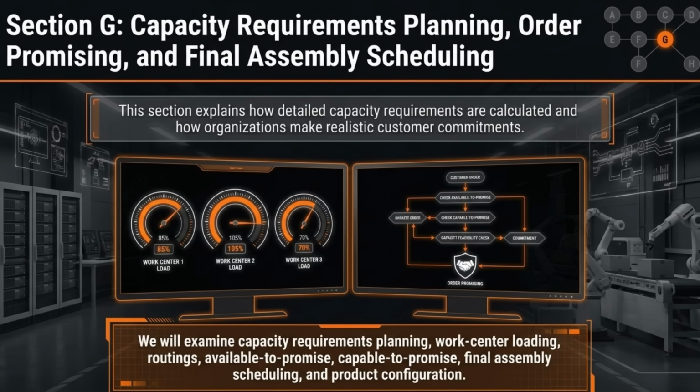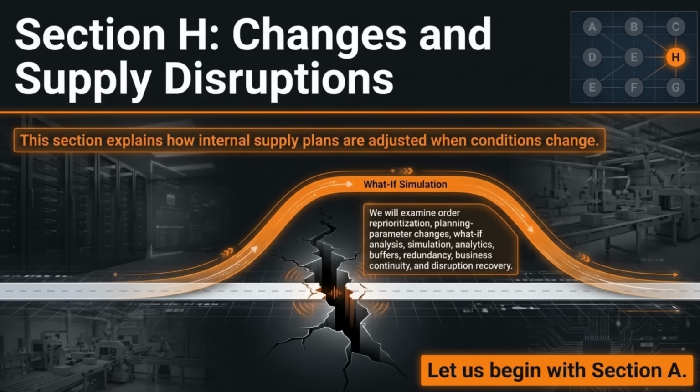Section G, Capacity Requirements Planning, Order Promising, and Final Assembly Scheduling. This section explains how detailed capacity requirements are calculated and how organizations make realistic customer commitments. We will examine capacity requirements planning, work center loading, routings, available to promise, capable to promise, final assembly scheduling, and product configuration.